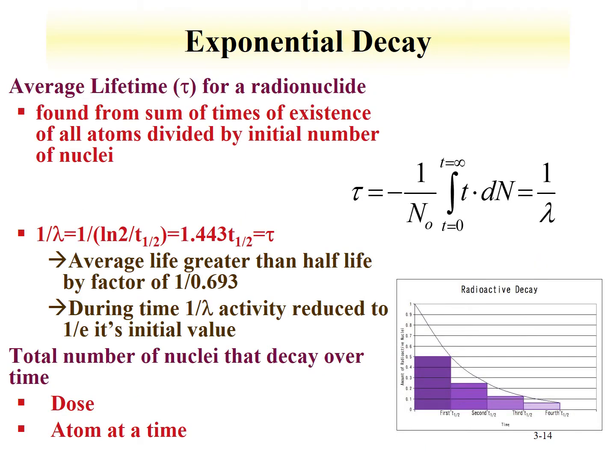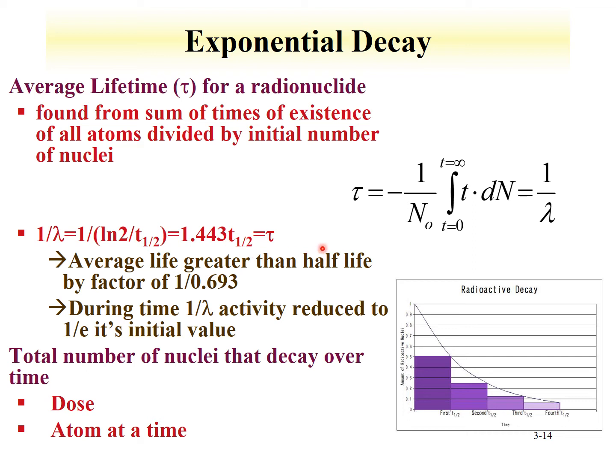So as opposed to discussing the half-life of a radionuclide, the amount of time it takes for half of that radionuclide to decay, I can also discuss an average lifetime of a radionuclide. So it's the sum of times of the existence of all atoms divided by the initial number of nuclides. So this average lifetime is equal to this equation here. And I can expand on this. It turns out to be 1 over the decay constant. 1 over the decay constant is equal to 1 over log 2 divided by the half-life.